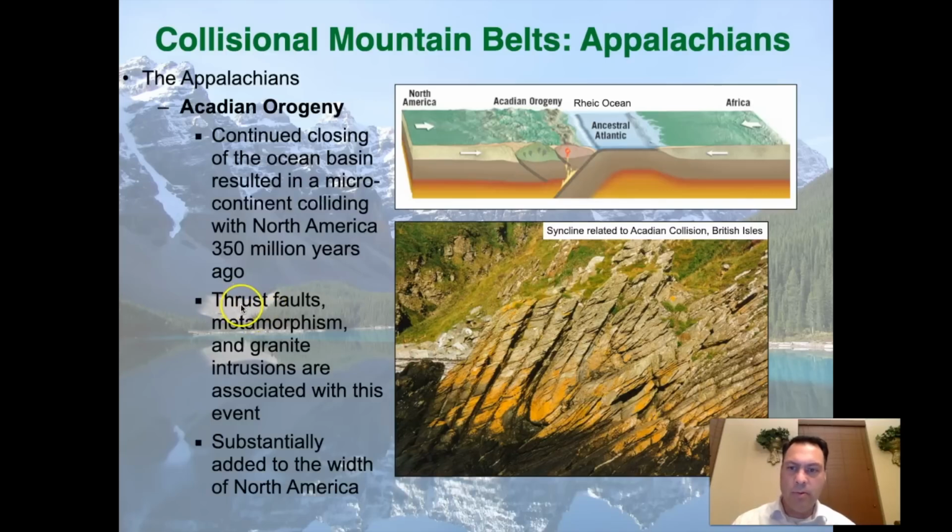And during this time, we get thrust faults and metamorphism and granite intrusions. The fact that we have granite shows that we have subduction happening underneath North America. So these granites and that batholith would have been intruded right into this location here, and substantially added to the width of North America. So this would have come in, it would have docked into the side of North America, and then once it had collided with North America, a new subduction zone would have set up, and the Acadian orogeny would have been intruded with all that volcanism.